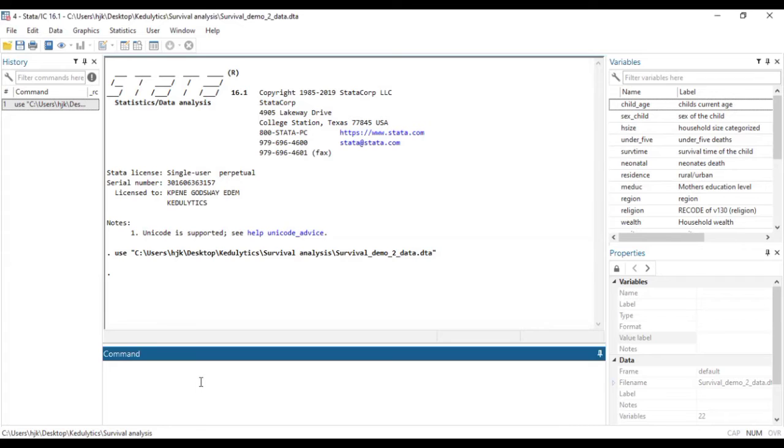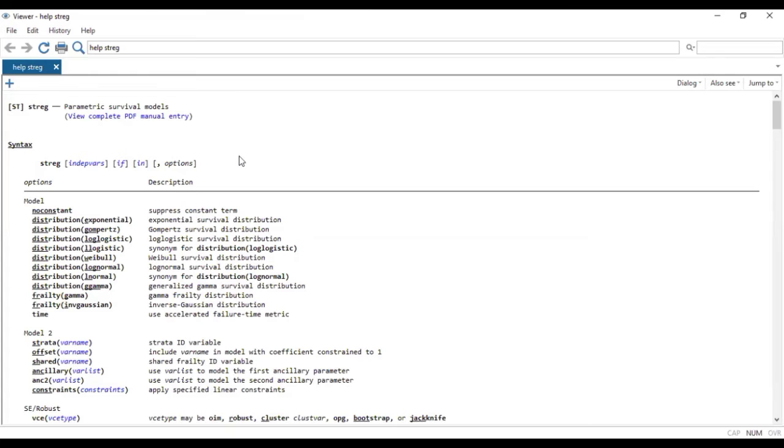The code that we need to be able to run that is streg. So it's a regression. We want to go to Stata to give us some information about it. So we type help streg, and here we have some information. You can click on this, and then you can have the PDF version of what we are having here downloaded for you to be able to have a glimpse of it. And so when we click there, we are going to see this information.